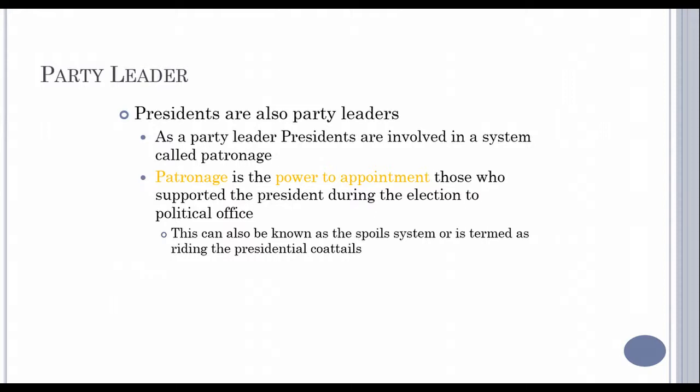So say I gave some campaign donations, or I wrote some speeches, or I knocked on some doors, and I did those types of things. If the president then appointed me to a government position in response to that support, that would be the concept of patronage. Alright? This can also be known as the spoils system, or is termed as riding on the president's coattails. And if we think about it, the spoils system is the idea of to the victor go the spoils.